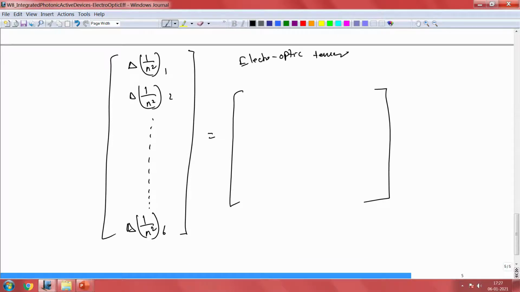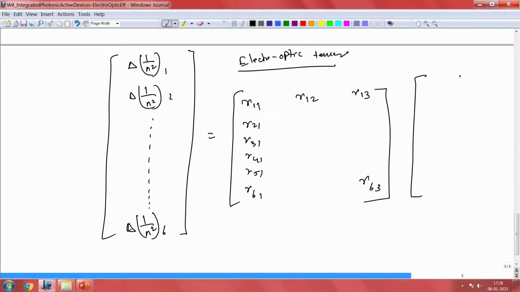So, we represent it by this matrix where you have R11, R21, R31, R41, R51 and R61, and then we have R12 and R13, and you can write the rest of the factors. This will be R63. Okay. So, this is the electro-optic tensor and you are operating it with a field. The field is E1, E2 and E3 along the 3 different axes, right.